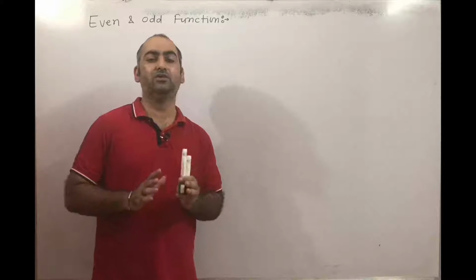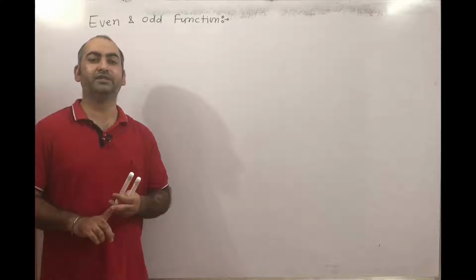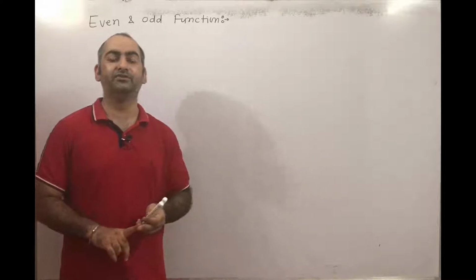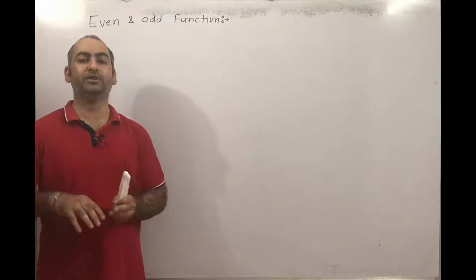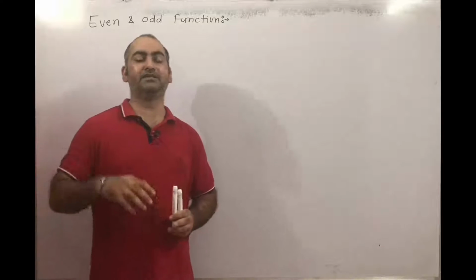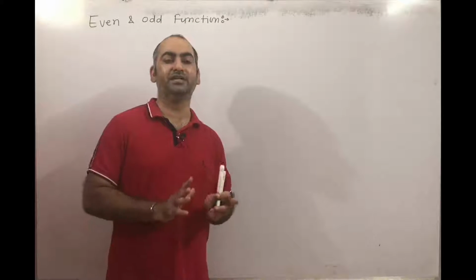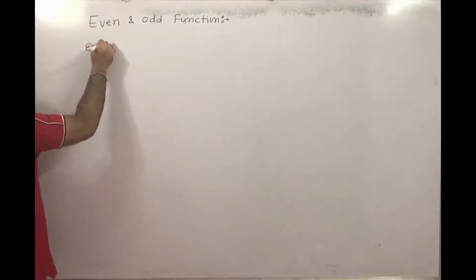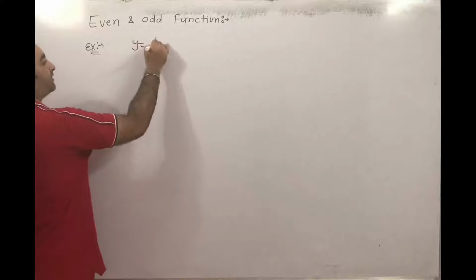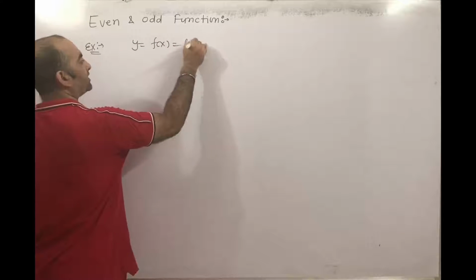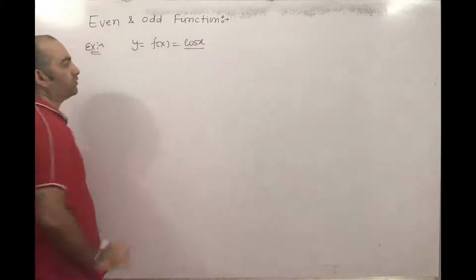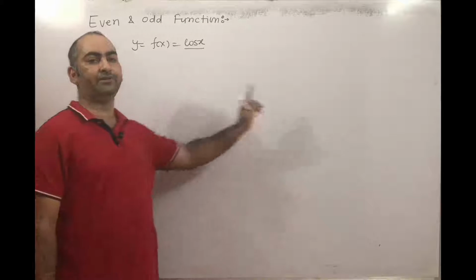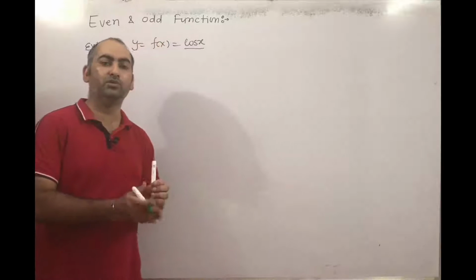To check whether a function is even, first thing we have to check is that the domain should be symmetric. If the domain is symmetric, then second thing to check is that f(minus x) should be equal to f(x). If so, then we can say the function is even. For example, y equal to f(x) equal to cos x is given. The domain of cos x will be minus infinity to infinity, so we can say the domain is symmetric about the origin.